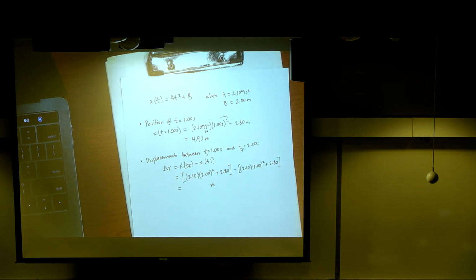Now, can someone tell me what that works out to? 16.1. I'm getting something slightly different. So this whole thing minus this whole thing. Oh, fine. Oh, whatever.